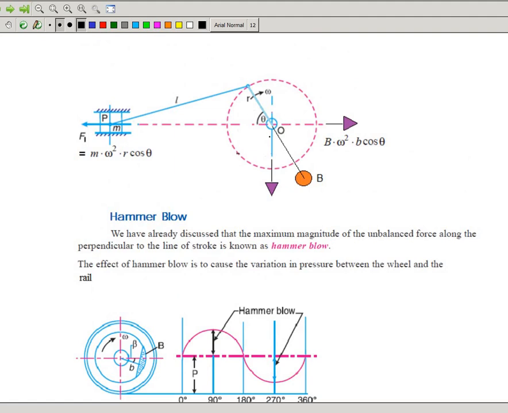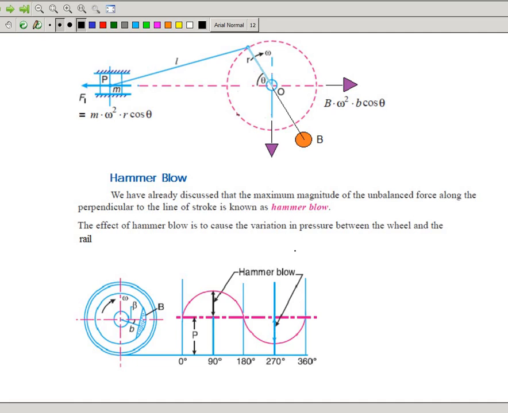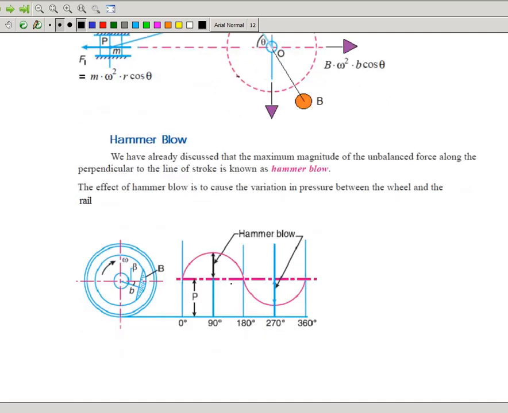See, this force is coming on the bearings, and from the bearings it is transported to the structure which houses those bearings, and that is actually the body of the locomotive. This force acts on the body of the locomotive, and this is actually b omega square b sin theta. So as theta changes, this force changes, and when it is in the upward direction, it decreases the reaction between the wheel and the rail, and when it is in the downward direction, the reaction between the wheel and rail is increased.